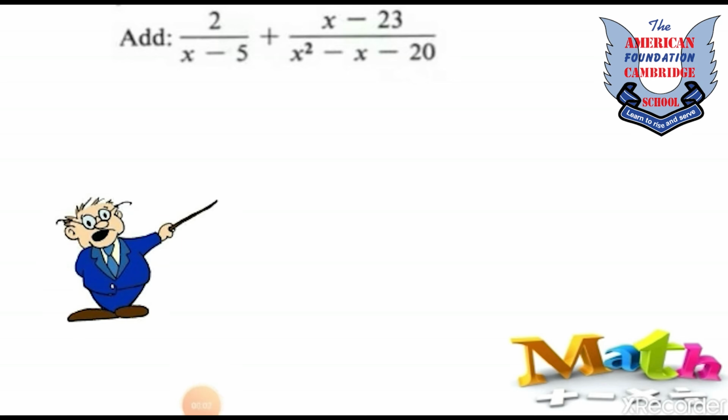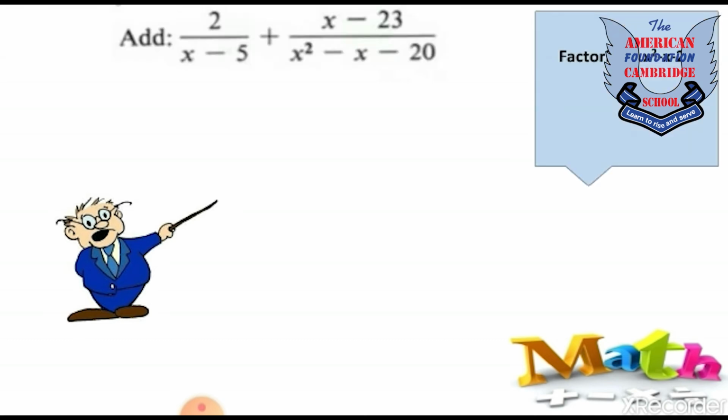Add 2 upon x minus 5 plus x minus 23 over x square minus x minus 20. Here your first step should be to factorize the denominator of the second fraction. You can factorize it separately somewhere like this.